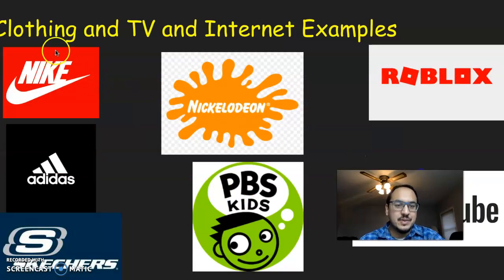Here are some examples you might see on some clothing and on TV and on the internet. Who knows what this one is? That one is Nike. It has that swoosh. And sometimes even without the words Nike, you might know it just by the swoosh that that's Nike. And there's Adidas under it, another type of shoe. And you might know that just by that logo. Sometimes we call that a logo. And Skechers, that S stands for Skechers, and some of you might have shoes from them too.